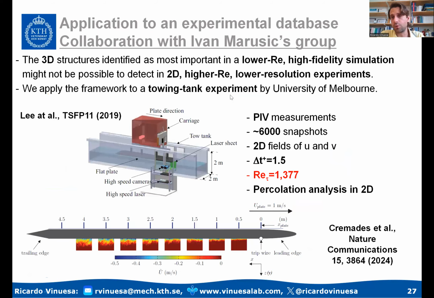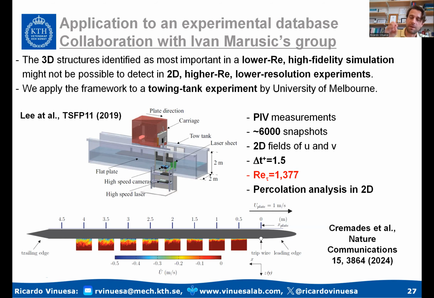Now, we wanted to corroborate this experimentally because I told you at the beginning that this can be used for experiments. So then we interacted with Ivan Marusic's group in the University of Melbourne. And then we wanted to do experiments because, first of all, when you do experiments, typically you have higher Reynolds numbers than in the DNS. So perhaps the most important things at low and high Reynolds numbers are different. So that's one thing to keep in mind.